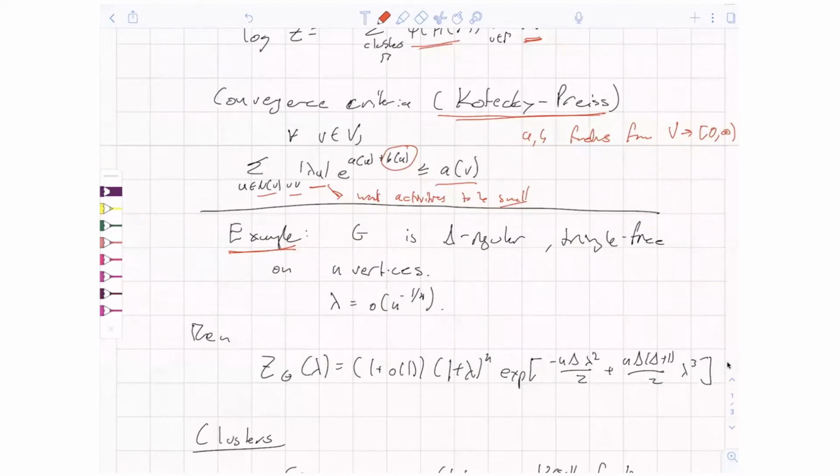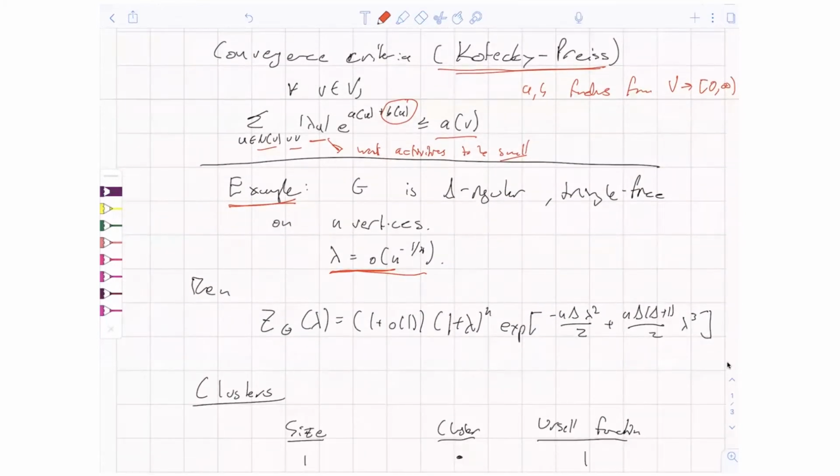So the setting is that G is a delta regular graph with no triangles on n vertices, and lambda is quite small, smaller than n to the minus 1/4. Okay, and then the result that you can get by applying the cluster expansion is the asymptotics of the partition function. And so what are the asymptotics? Well, it's this (1 plus lambda) to the n. What do we view this as? This would be the partition function if G had no edges.